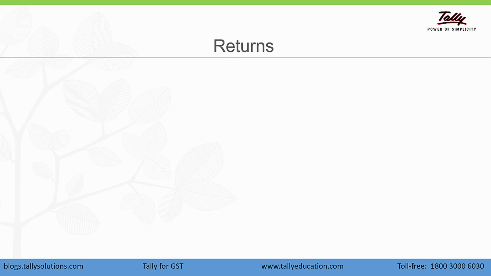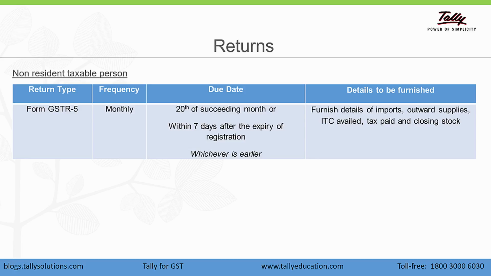Let us now see the returns applicable for these persons. For a non-resident taxable person, the return to be filed is Form GSTR 5. It is a monthly return which must be filed before 20th of the succeeding month or within 7 days after the expiry of registration, whichever is earlier. The details to be furnished are details of imports, outward supplies, ITC availed, tax paid and closing stock.